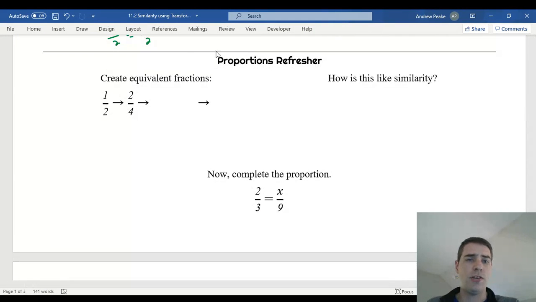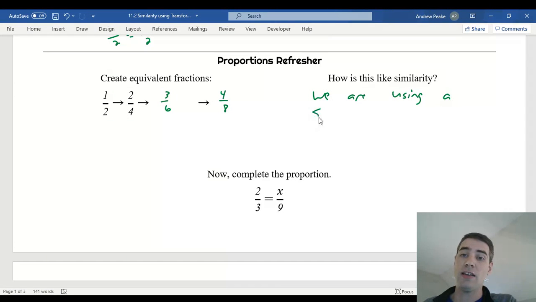All right, proportion refresher. So create some equivalent fractions. In this case, I could say 3/6 or 4/8, where I'm just tripling the 1 on top and tripling the 2 to make it 3/6. All of those are equivalent fractions. How is this like similarity? Basically, we're using the same scale factor. So we are using a scale factor to figure out these proportions.